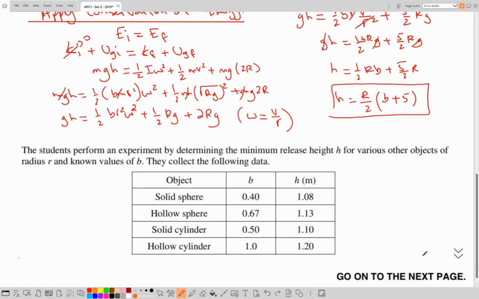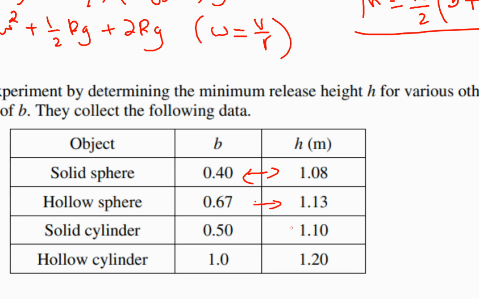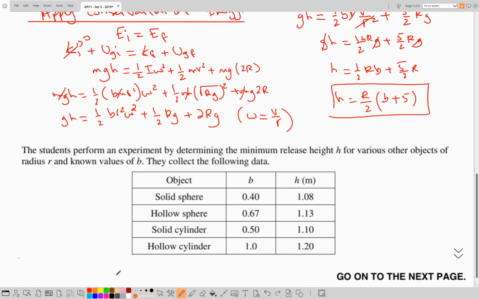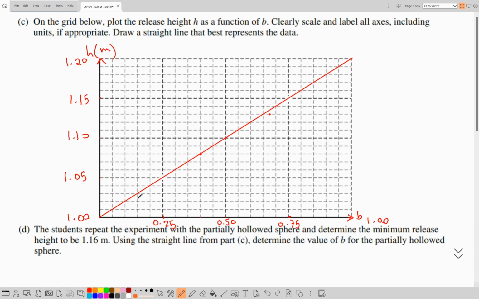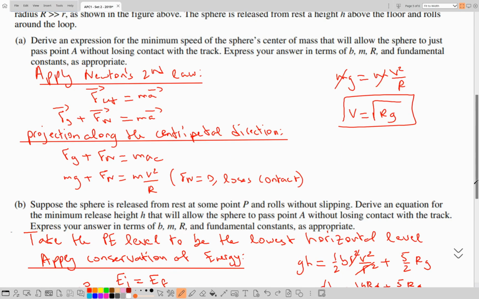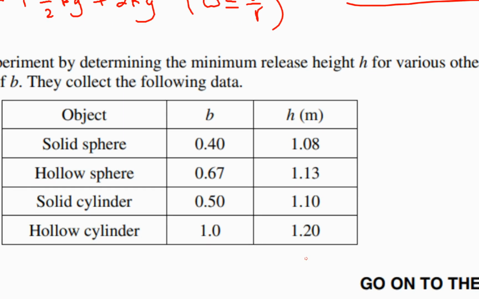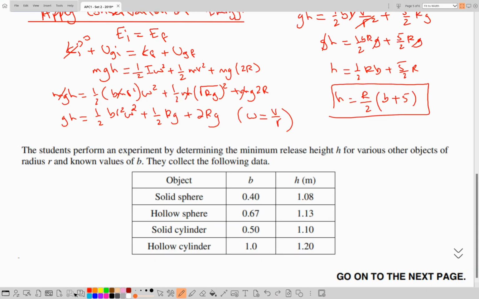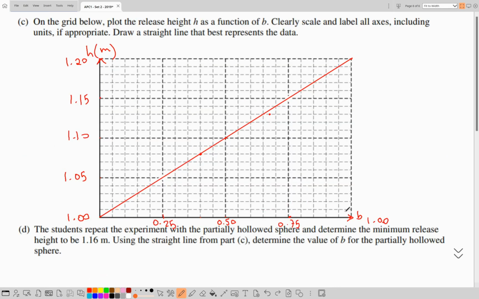Now this table has limited values for B and H. It only gives us 4 correlated values. However, when we draw the best fit line, this gives us many values ranging from 0 up to 1.00 and 1.00 to 1.20. And indeed, they're telling us to determine the value of B if H is 1.16. I repeat that 1.16 in this case is not accessible from the table. We are only limited to these values. But because we have done the best fit line, now it's accessible.